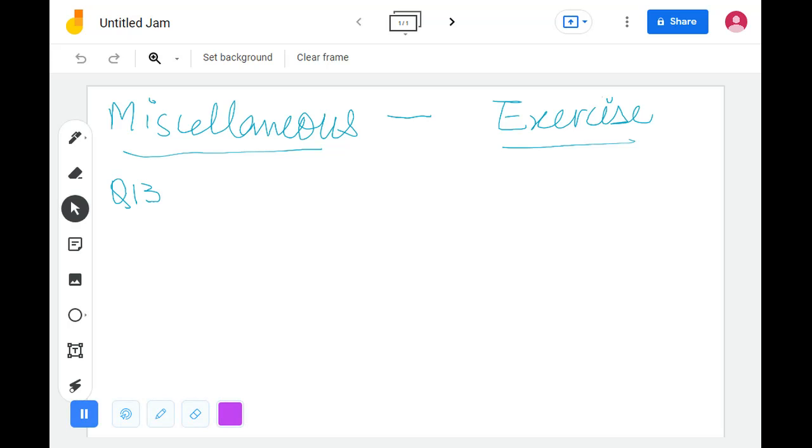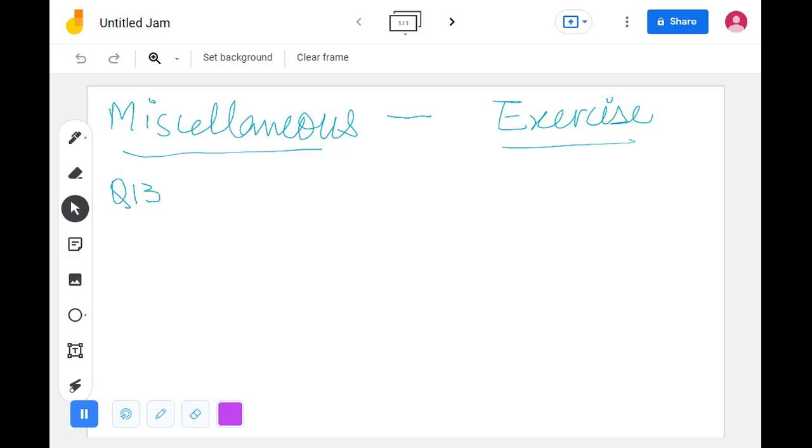So in today's lecture we are going to discuss chapter 1 sets, miscellaneous exercise, in which we are just going for question number 13, 14, 15, and 16, because these are the most important questions which have chances to come into your exams. Others are important but not to that extent, कि इतने important नहीं है, but 13, 14, 15 and 16 are the most important questions of this miscellaneous exercise. So we are going for question number 13.